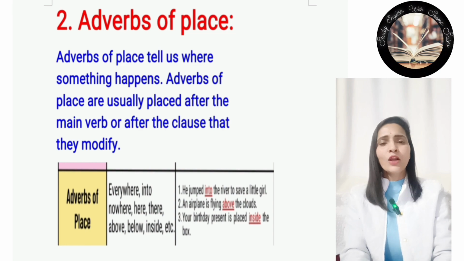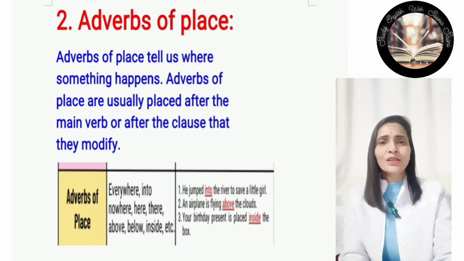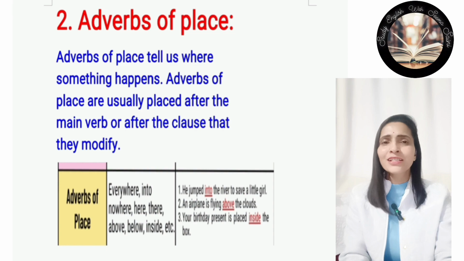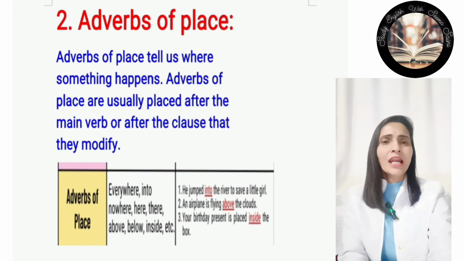Okay, an aeroplane is flying above the cloud. Okay, so ये भी क्या है? Above the sky. Okay, here is arising where question. Above the sky. Answer is above the sky. Okay, so above is adverb of place.